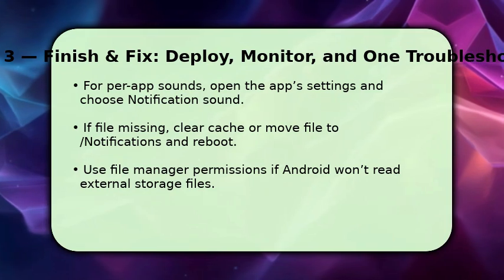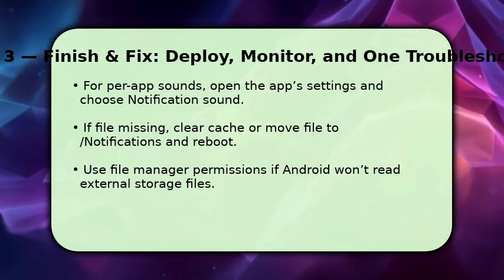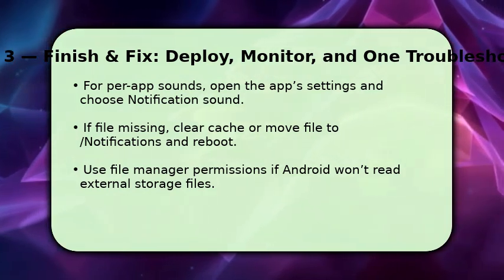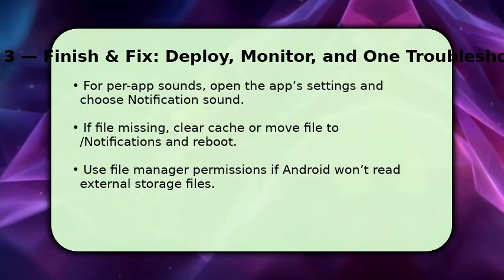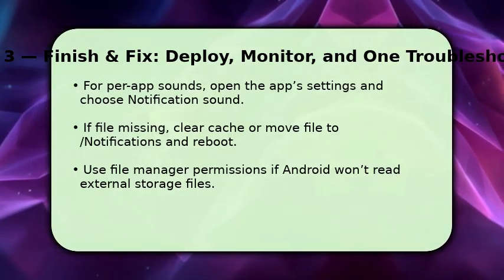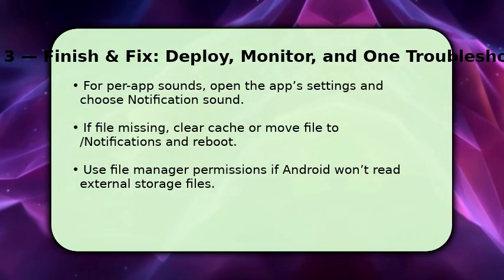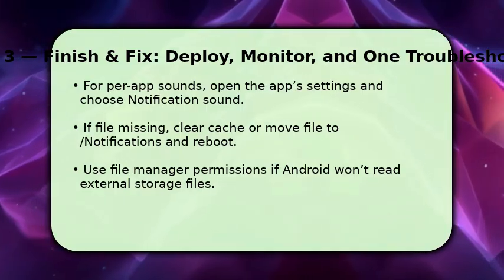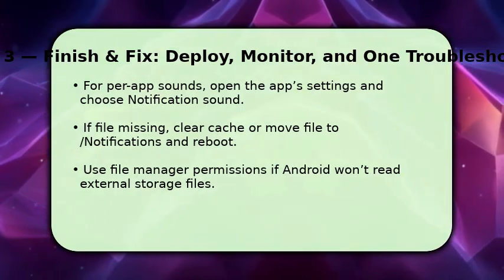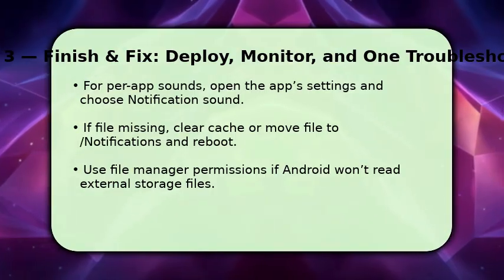If your custom file doesn't appear, make sure it's in /notifications, restart the phone, and clear the settings app cache so the media scanner reindexes files. If still blocked, check My Files permissions and move the file from SD card to internal storage. Doing this resolves most read permission problems and gets your sound working.